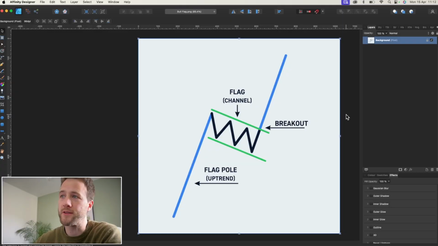This one we're going to talk about bull and bear flags, how to identify them and how to trade them. So let's jump straight into it. First, let's start with the concept of what a bull flag and bear flag actually is.